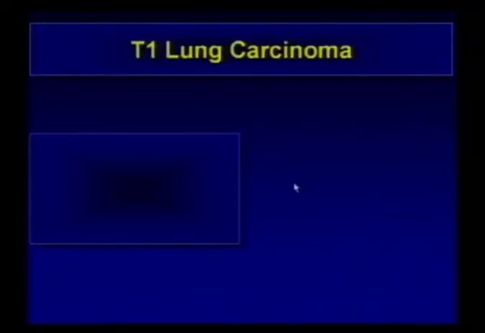So let me finish up with a little lung cancer staging, and I'll try and make it simple for you. Just run down some of the features that tell you what stage is what, then I'll tell you exactly what I think you should do in terms of dealing with lung cancer staging.